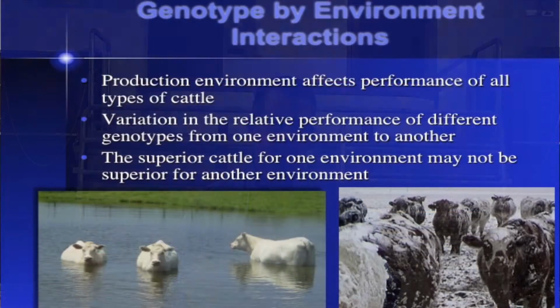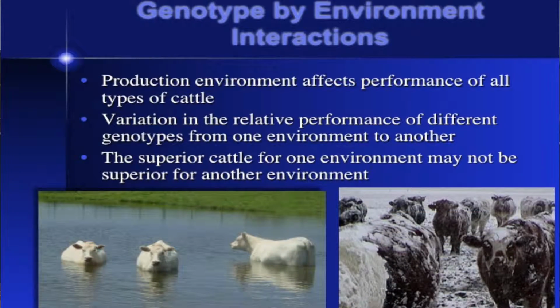What it means is production environments affect the performance of all types of cattle. For example, we're going to have variation in relative performance of different genotypes from one environment to another. We know that phenotype is equal to genotype plus environment. So we've got these interactions that occur among different breeds, and superior cattle for one environment may not be superior for another. It could be as simple as one superior breed for one environment not being superior in another, and that's the most common way that we look at it.